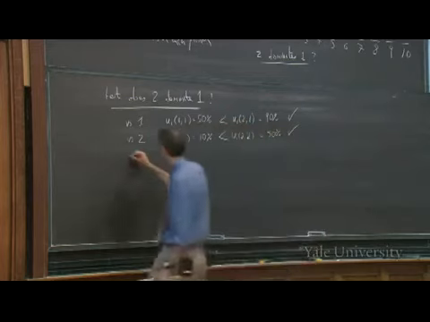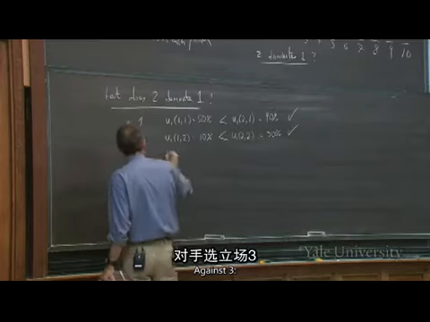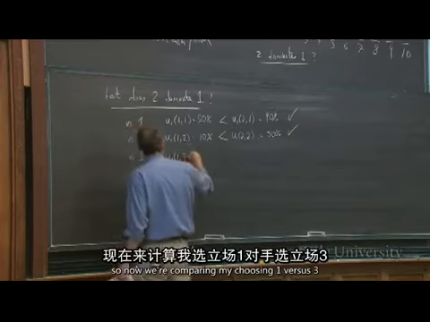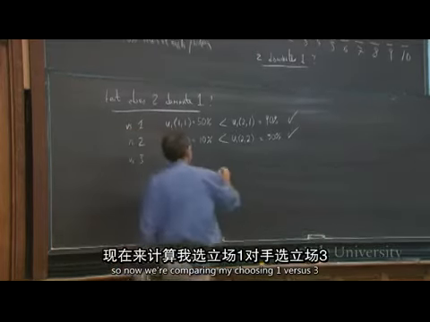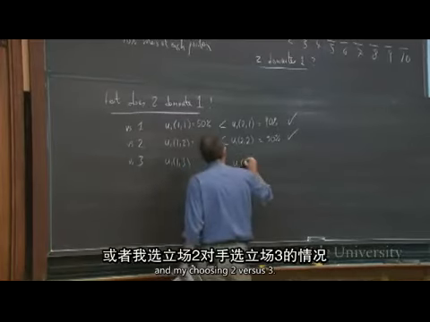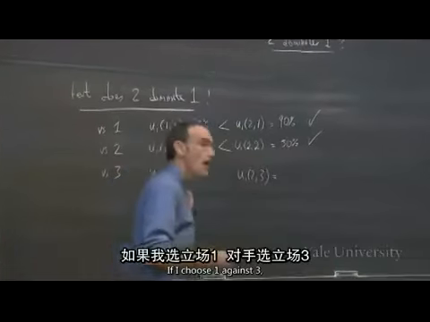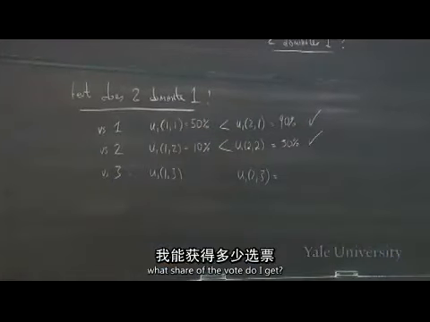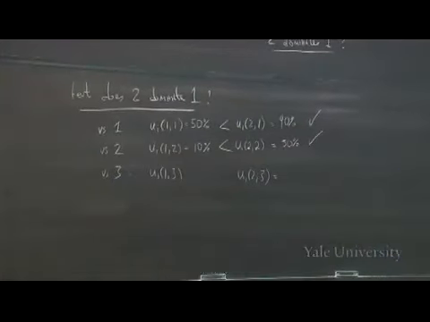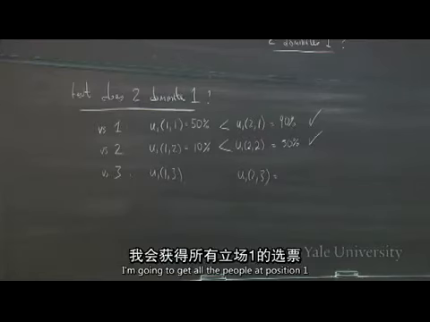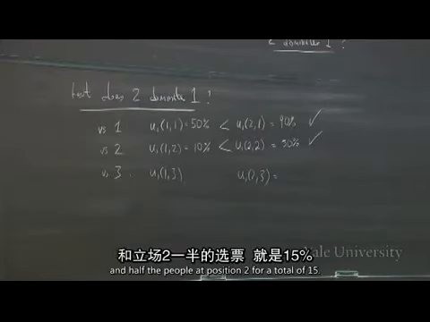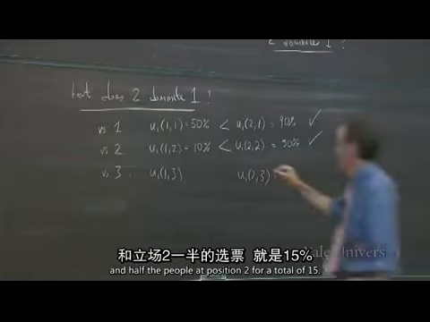Everyone happy with that? So we showed this choice was better and this choice was better, and we're going to keep on going. Against 3. So now we're comparing my choosing 1 versus 3, and my choosing 2 versus 3. If I choose 1 against 3, what share of the vote do I get? I'm going to get all the people at position 1 and half the people at position 2 for a total of 15.